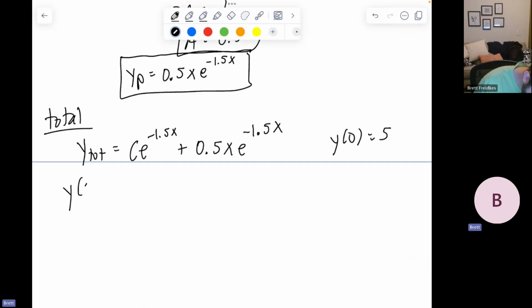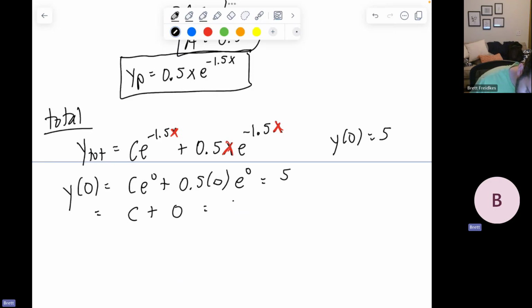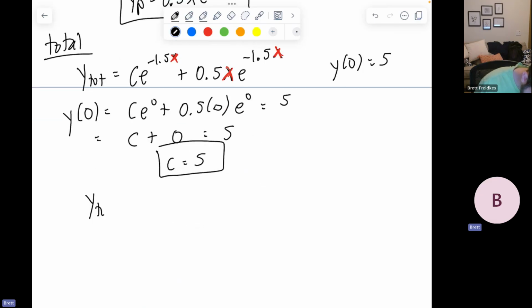So if we do y of 0, that'd be c e to the 0 plus 0.5 times 0 e to the 0. Basically, everywhere that there's an x, you're plugging in 0. This will be c plus 0. This whole thing has to be equal to the initial condition of 5. So we get that c is equal to 5. So our total solution is 5 e to the negative 1.5x plus 0.5x e to the negative 1.5x.